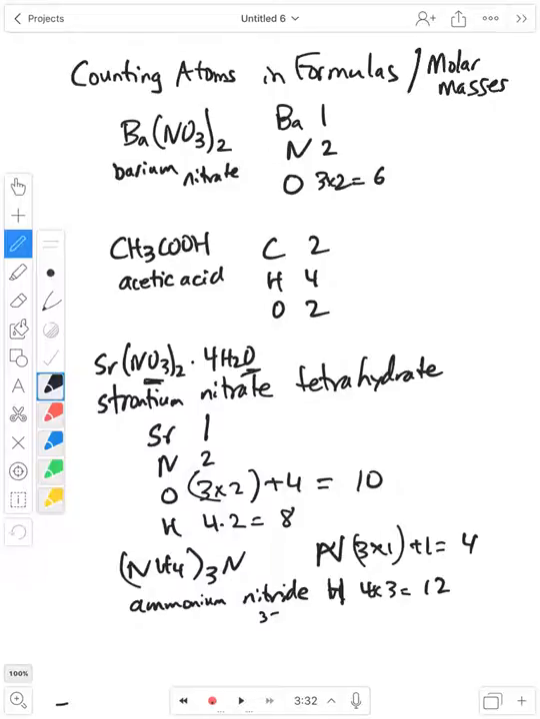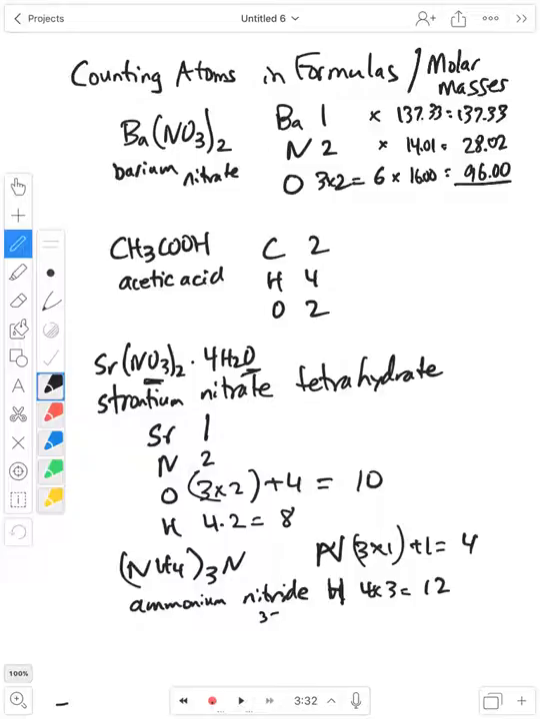So barium, atomic number 56, is 137.33. Nitrogen is 14.01. And oxygen is 16.00. So we're going to take and multiply each of those times the number of atoms that we have. So we've only got one barium. We've got two nitrogens. And we've got six oxygens.